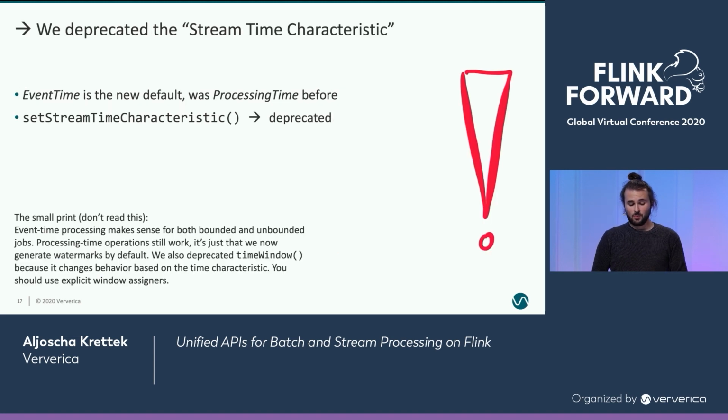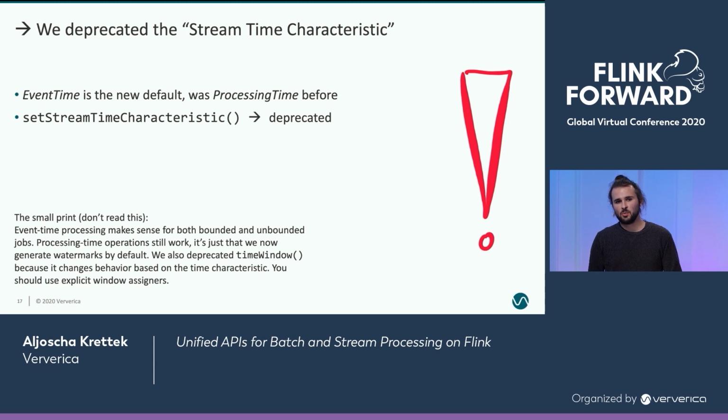So what did we do? We deprecated this setting called stream time characteristic in the DataStream API. The stream time characteristic is a thing that you set on the stream execution environment. So you set this globally for a job where you write a job using the DataStream API. And this tells the system what is the main characteristic of time that we're using, say processing time, event time, or ingestion time. And up until now, the default for this was processing time for historical reasons.